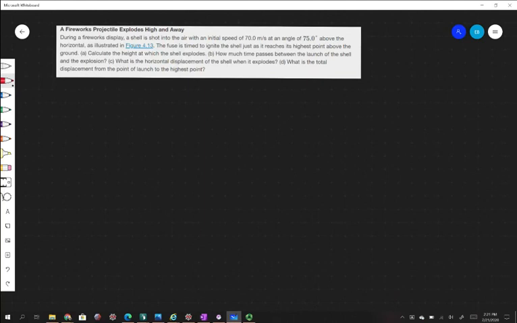So let's do an example. During a fireworks display, we have a shell that's shot into the air with some initial velocity, 70 meters per second, at an angle of 75 degrees above the horizontal. So they give you an illustration. This is in your book, figure 4.13. But how would we draw this? Here we have our projectile being launched at some angle that is 75 degrees above the horizontal. The fuse is timed to ignite the shell as it reaches its highest point above the ground.